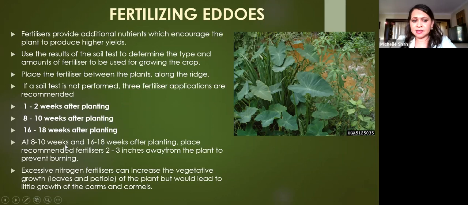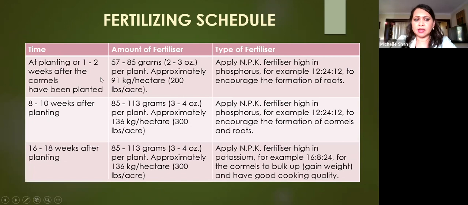At 8 to 10 weeks and 16 to 18 weeks after planting, place recommended fertilizers 2 to 3 inches away from the plant to prevent burning. Excessive nitrogen fertilizers can increase vegetative growth, such as leaves and the petiole of the plant, but would lead to little growth of the corm and cormel. The fertilizing schedule, again, has the three times mentioned earlier, the exact amounts of fertilizer to be applied per hectare, and the types in particular ratios of nitrogen, phosphorus, and potassium. So we have the detailed proportions of the fertilizer to go with the different times of application.